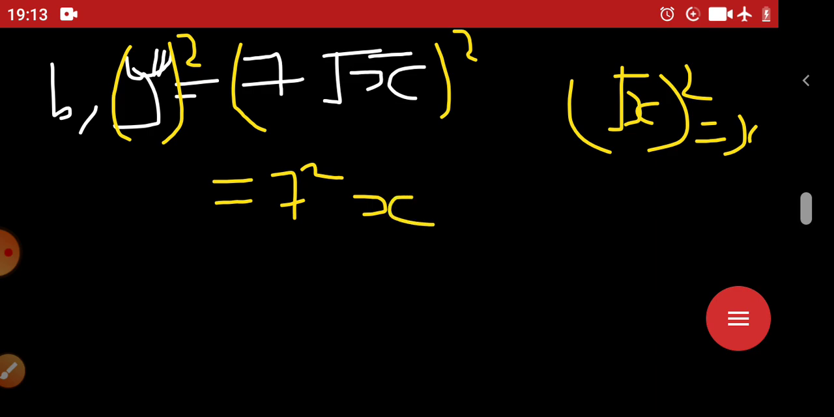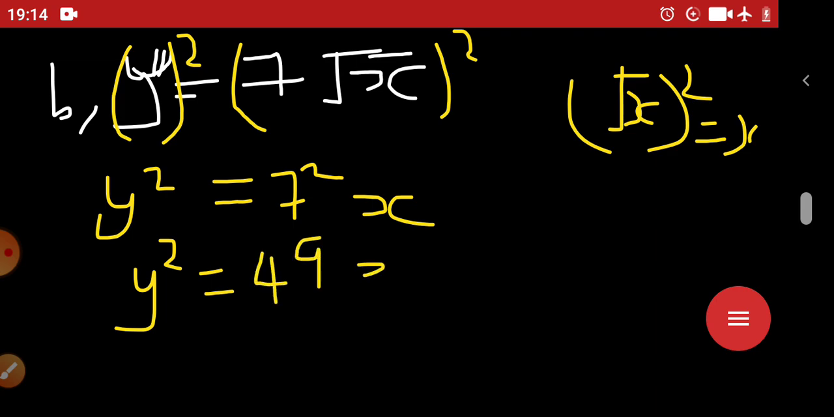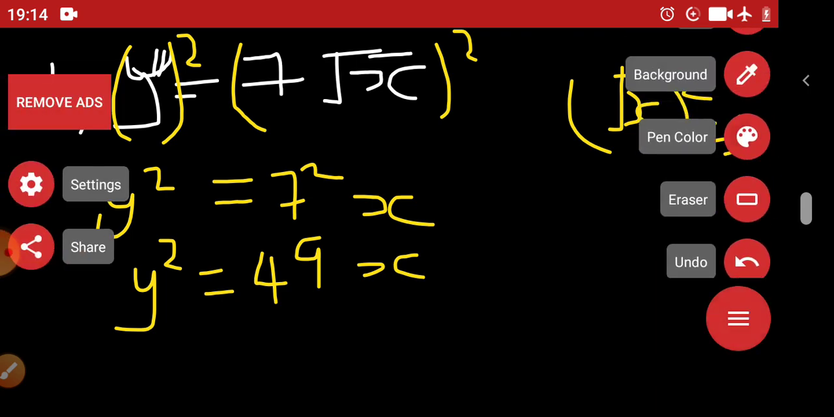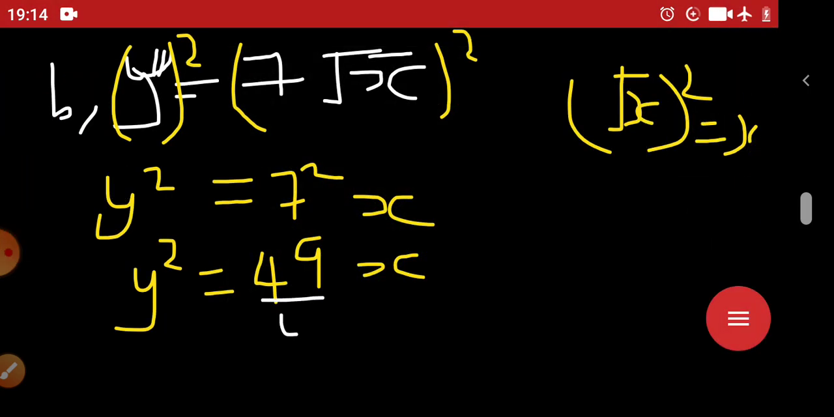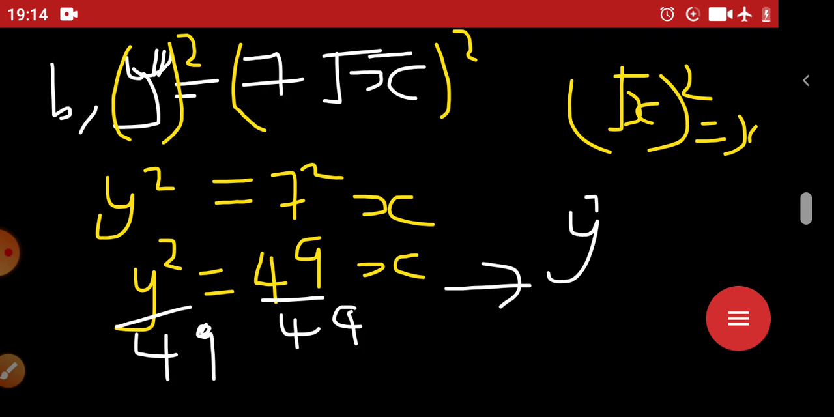So what is 7 squared? I think it is 49. So this side will have y squared, and this will be 49x. Then you need to divide by 49 both sides, and you'll have y squared over 49 is equal to x. This will cancel this.